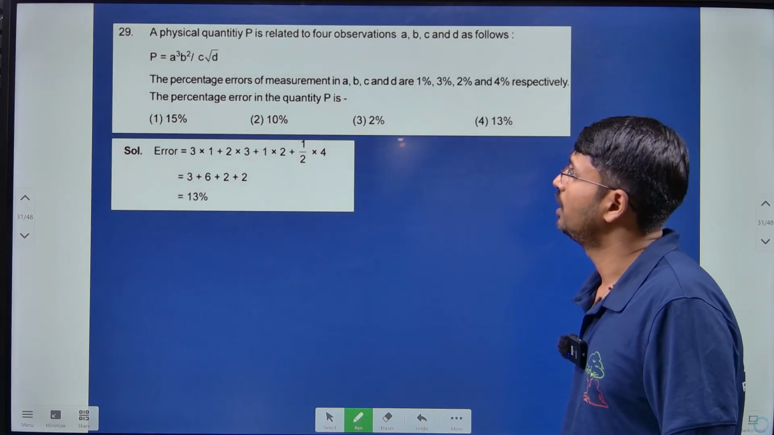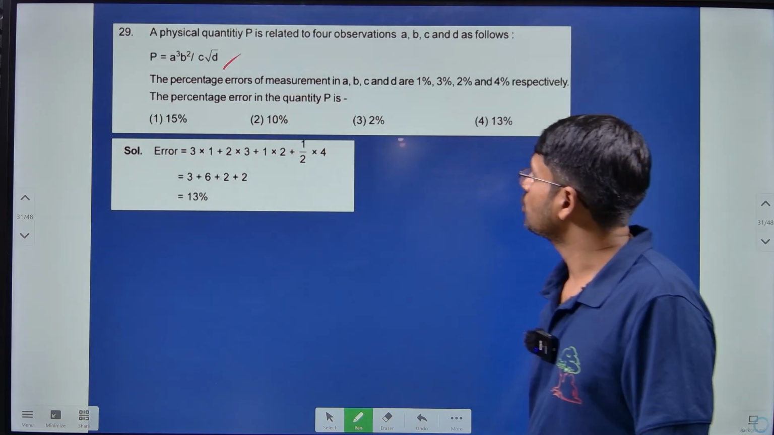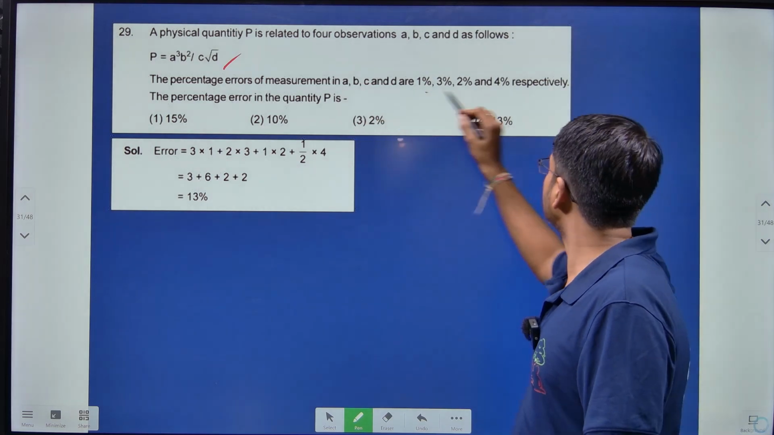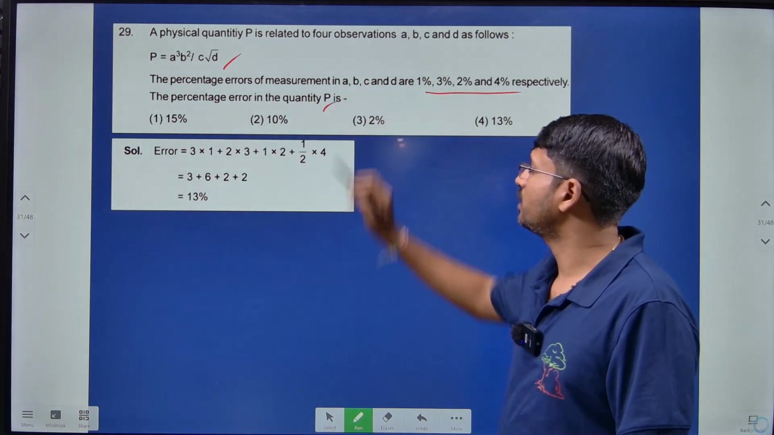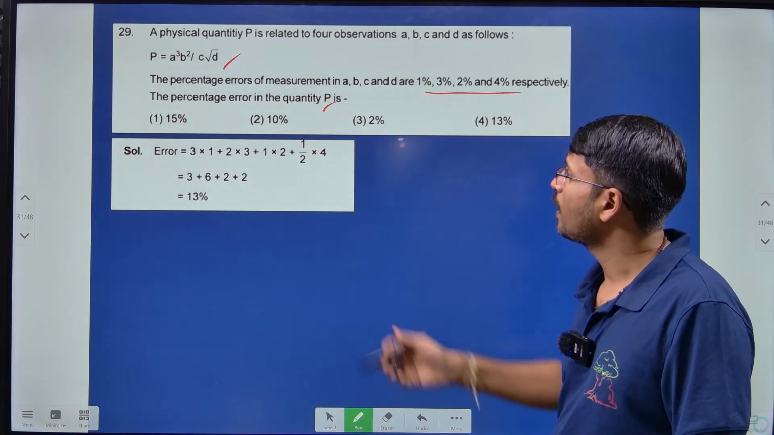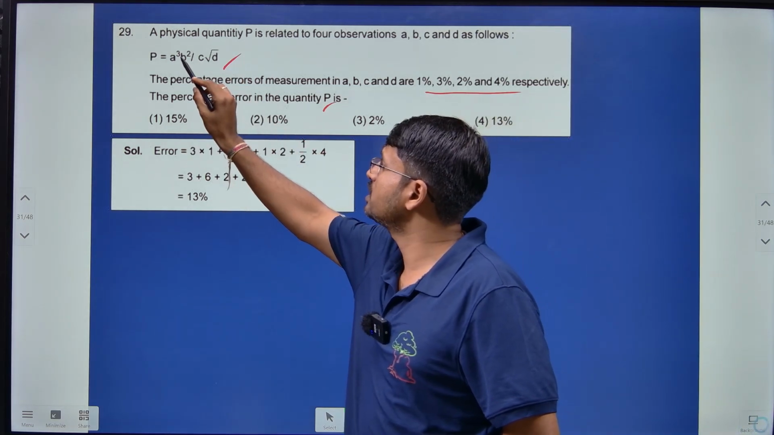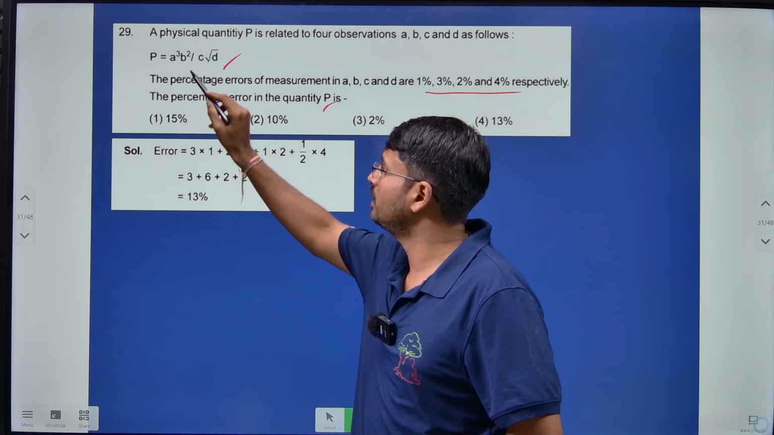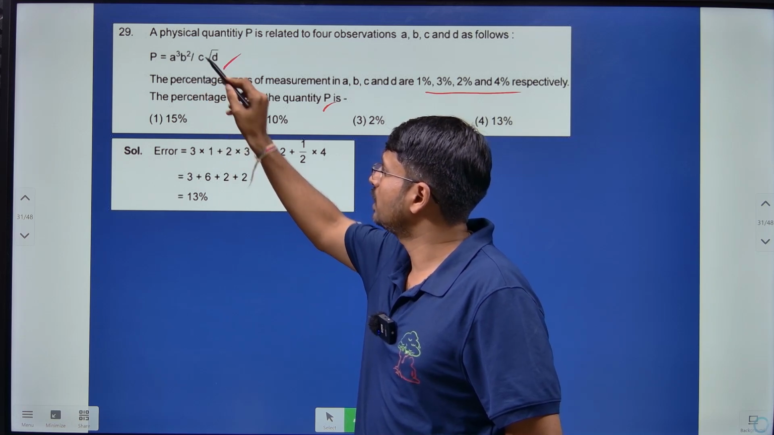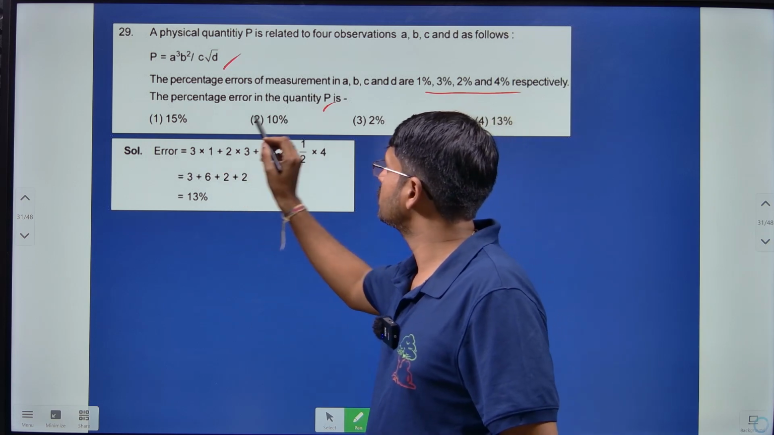Next. A physical quantity P is given by one equation, and the percentage errors in A, B, C, D are mentioned. What is the percentage error in P? It is a standard question. If you look at the percentage error equation, it is 3 times delta A by A, 2 times delta B by B, 1 times delta C by C, and half times delta D by D. So what we do is just multiply.